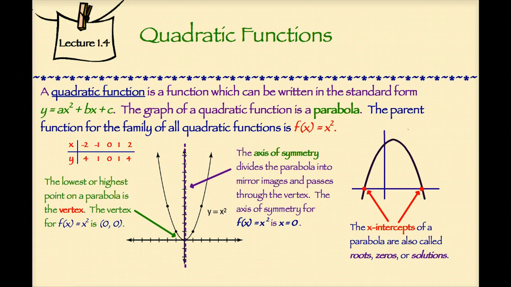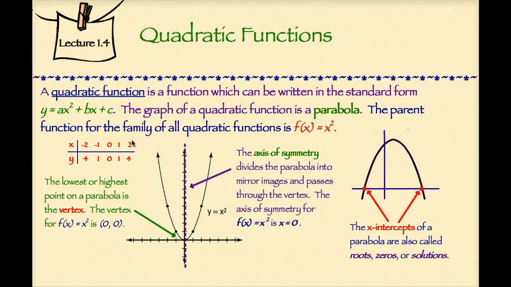All right, let's talk about quadratic functions. A quadratic function is a function which can be written in the standard form y equals ax squared plus bx plus c. Of course, this differs from linear functions because remember, with linear functions, there was no exponent. With no exponent, you don't get any curvature in your graph. But once you start adding an exponent, 2, 3, 4, whatever, you will get more and more complex curves in your graph. The graph of this quadratic function is called a parabola.